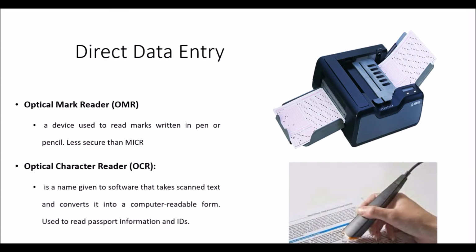Then another one is OCR, optical character recognition. It is the name given to software that takes scanned text and converts it into a computer readable form. It is used to read passport information and ID. Even some digital cameras have OCR inside them. That's why if you overspeed on the highway, the camera will snap your car, and the OCR inside the digital camera can read the plate number of your car. So OCR is being used in many applications now.